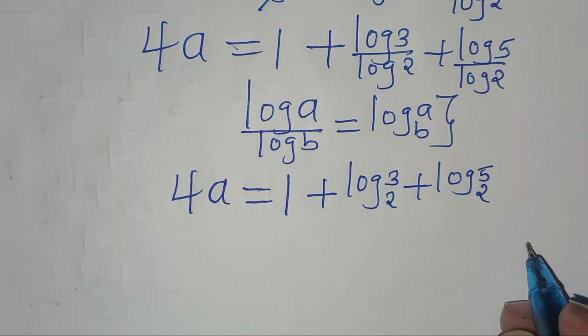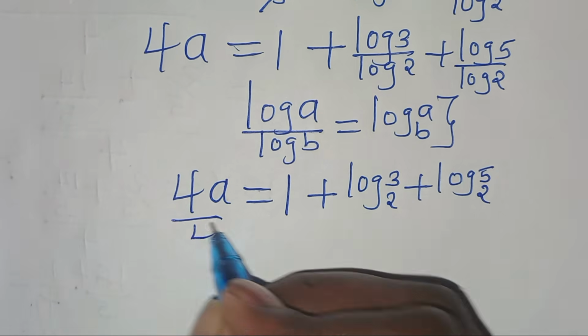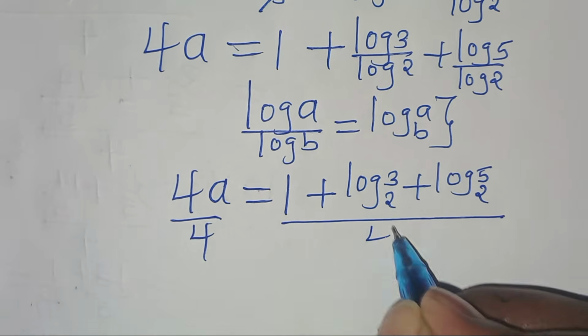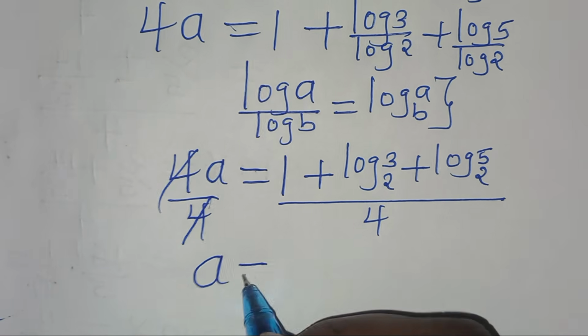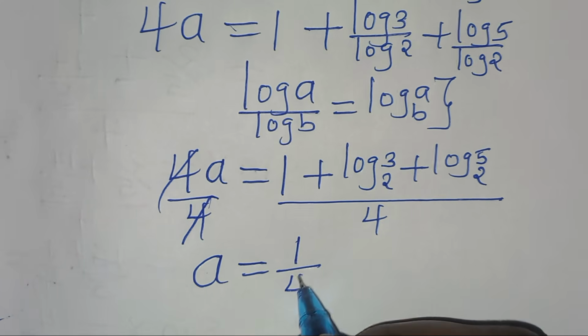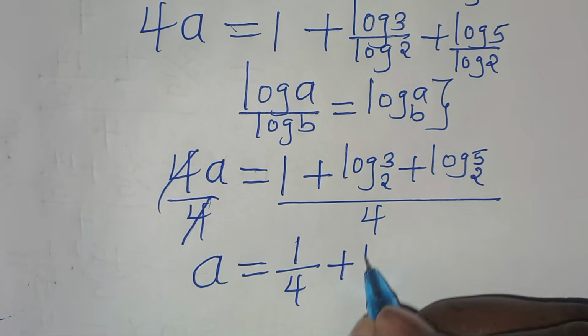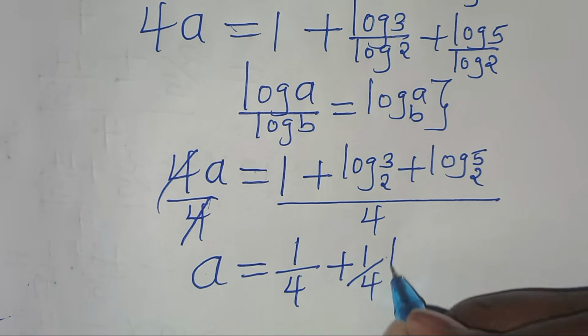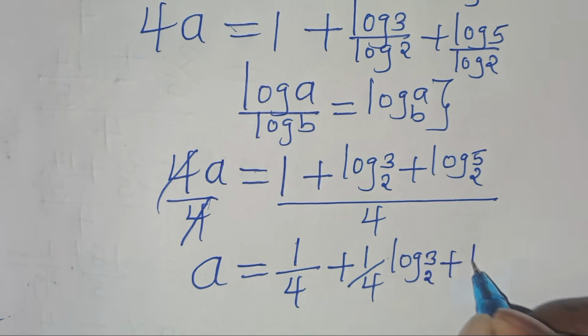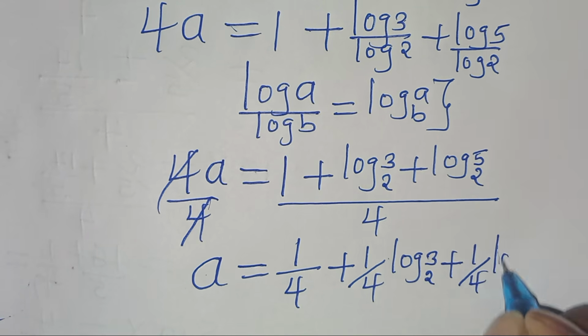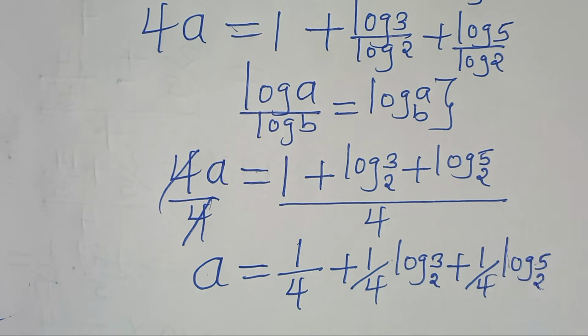Now the next step is to divide on both sides by 4, so that now we have that a is equal to 1 over 4, plus here we have 1 over 4 times log 3 to base 2, then plus 1 over 4 times log 5 to base 2.